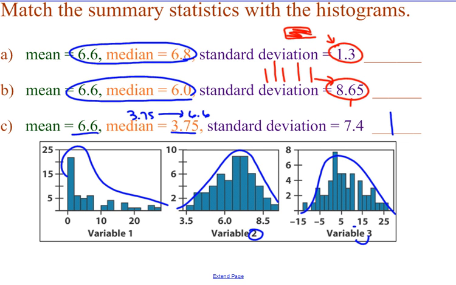And I'm going to go with this one. This one's got some gaps. There's more spread going on here. So I'm going to say that graph 3 matches this because of the spread. This one has a very low standard deviation. See how these are all kind of clustered together? No gaps. So that's graph 2.